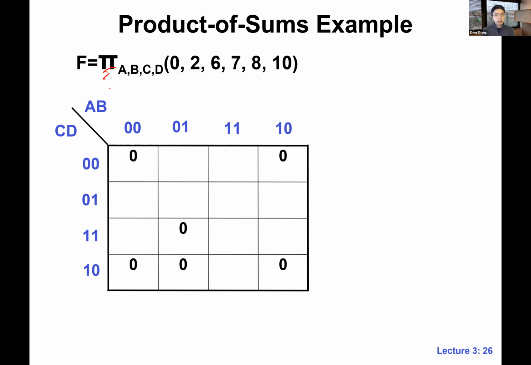Okay, so this is the POS example. How many circles do we need? 2, right? First the corners, and then these 2. That's it. There are no other prime implicants that we can use to make this blue circle bigger.